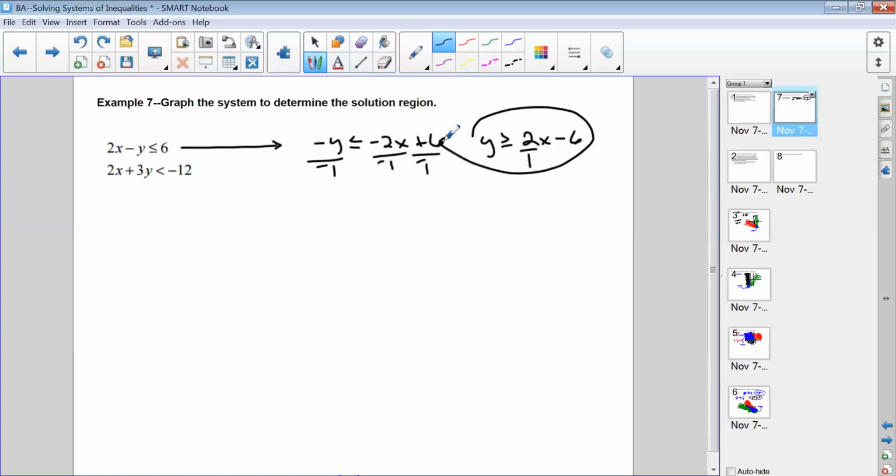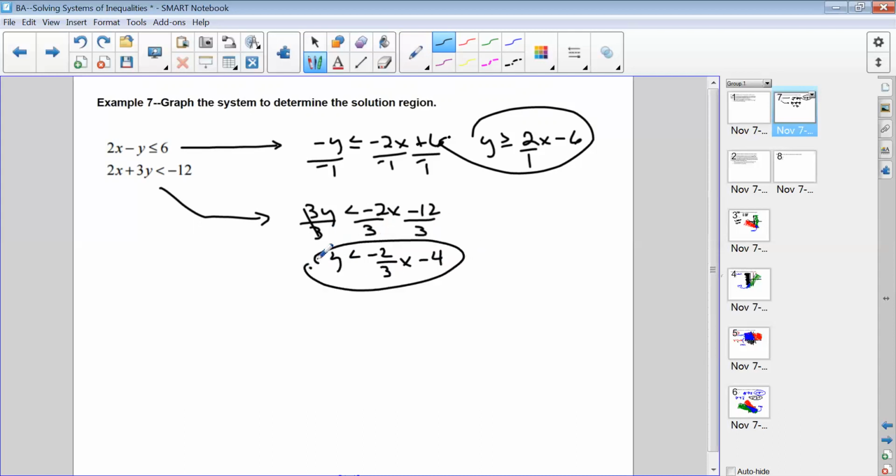So there's the first one, and then the second one, I want to solve for y, so I'm going to subtract the 2x. So 3y is less than negative 2x minus 12. Divide by 3. And I get y is less than negative 2/3 x, and negative 12 divided by 3 is negative 4. So there's the other equation that we're going to graph.